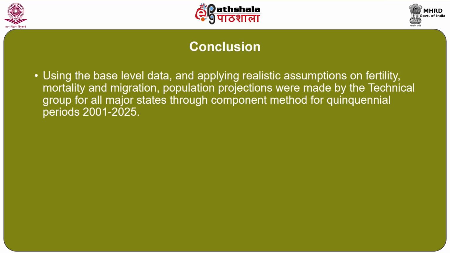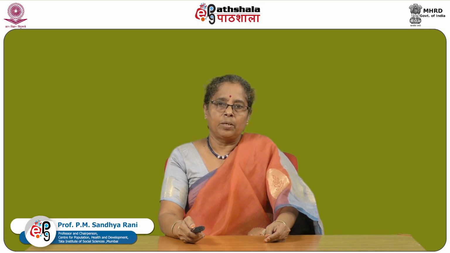Now let us conclude the module by saying that in this module, the component method of population projections was used. The base level data is obtained mostly from 2001 census data and also SRS reports, applying realistic assumptions on fertility, mortality and migration. Population projections were made by the technical group for all the major states through the component method for quinquennial periods of 2001 to 25. These projections will be used for all the social and economic planning as well as pension planning, and also school enrollment planning, and also the number of schools and hospitals to be planned for the population of the future periods.